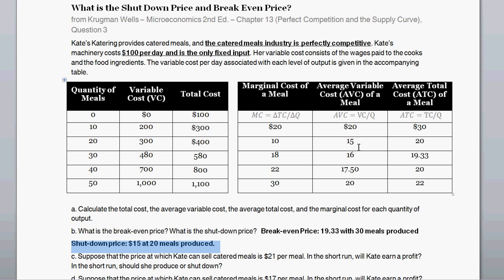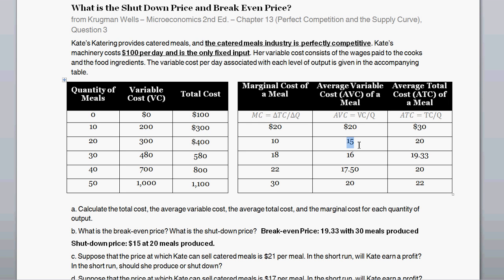That means that at $14 per meal, the minimum average variable cost for this firm is 15. So no matter what level of production this firm has, it has several levels of production available to it. But even at the level of production, 20, where it's minimizing its average variable cost, if the market price is $14, then they will never be able to overcome those variable costs.